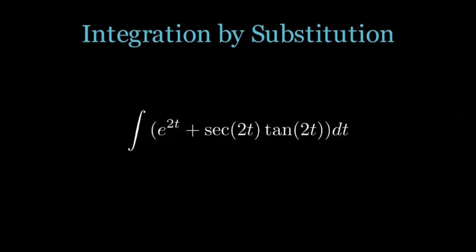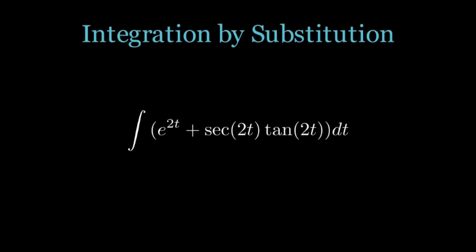So how do we integrate e to the power 2t plus sec 2t tan 2t dt? We can do this in two ways. First way, we can break it up into two parts, separating by the plus sign, with dt on the first part and dt on the second part. We integrate the first part separately and the second part separately. That can work, but it will be a very long process and it will complicate things.